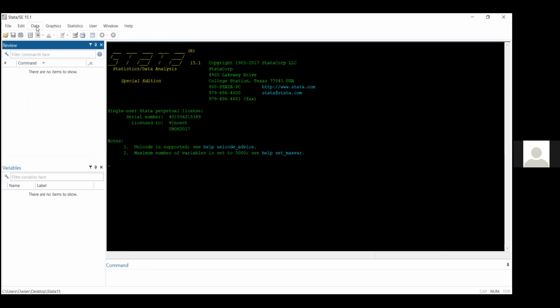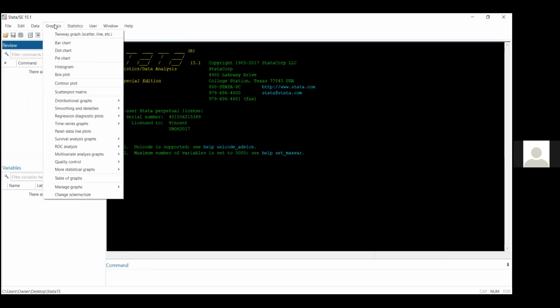So this is what data issues are. All your graphics, if you want to plot your variables in a scatter diagram, a bar chart, or histogram, you come through this menu, and then it will take you to whatever you want to do.